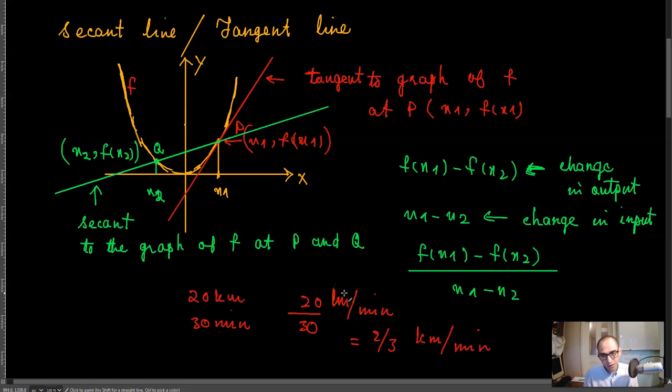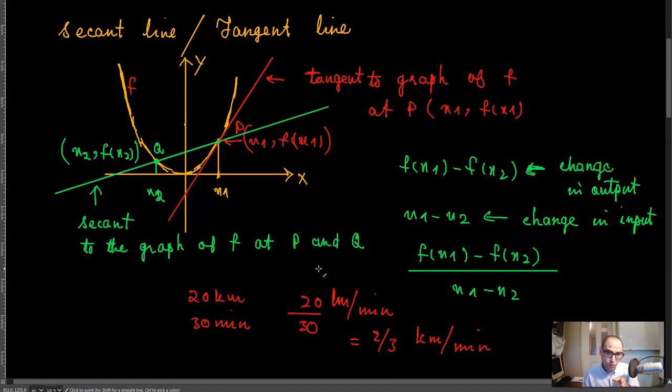The thing about the average velocity is that if you know, for example, that you were doing an average of 2/3 of a kilometer per minute, there is no way to know what you were doing when the time was, for example, 2 minutes or 3 minutes. If you want to know what your velocity was at exactly t equal to 2 minutes, there is no way to know because you don't have enough information based on your average velocity.